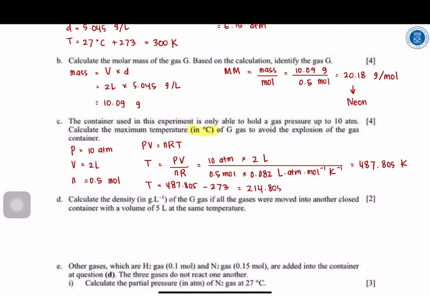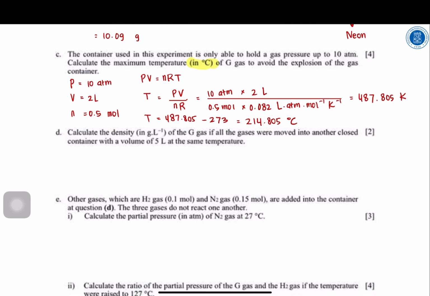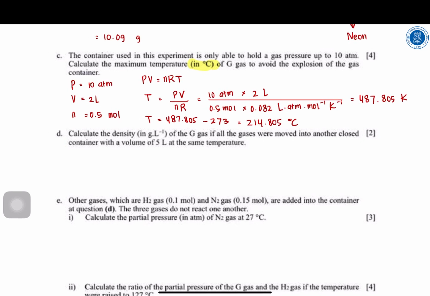So then we can convert this. So T is in Kelvin minus 273. So here we have the value of temperature in degrees Celsius.